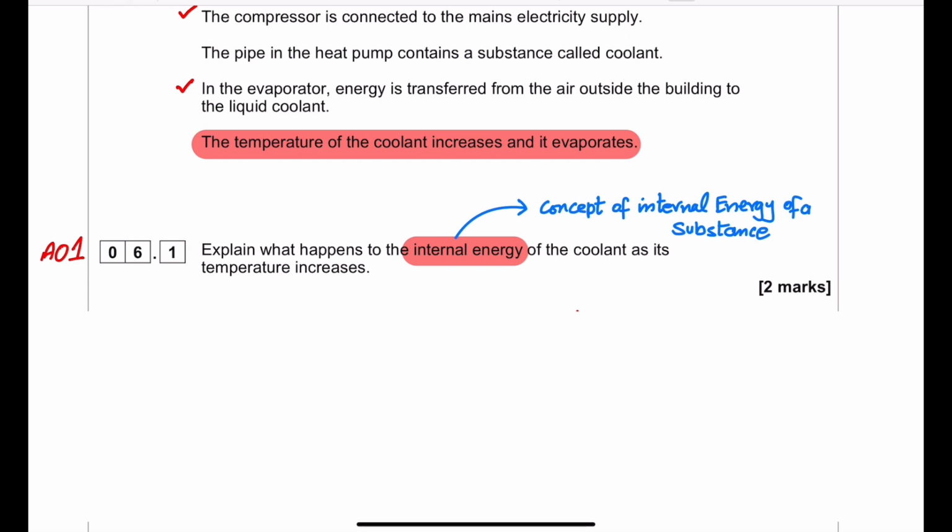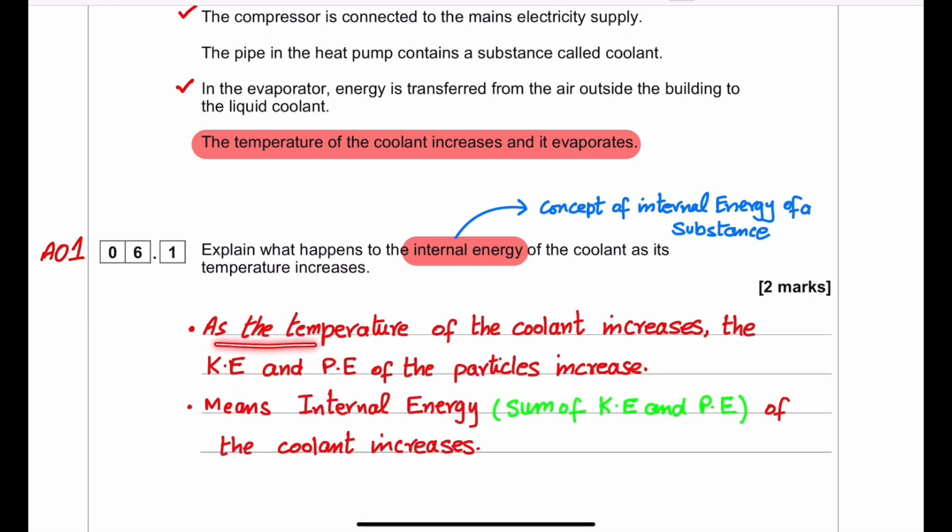Let's see the model answer. As the temperature of the coolant increases, the kinetic energy and the potential energy of the particles also increase. Means the internal energy, which is actually the sum of both kinetic energy and the potential energy of the coolant, increases.